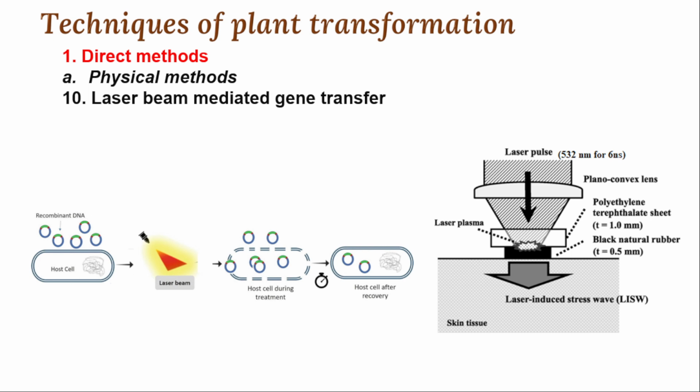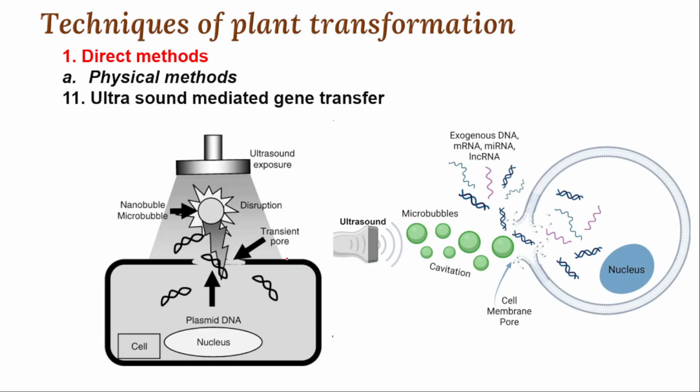One more method is called laser beam mediated gene transfer, where a laser beam of 532 nanometers is applied for 6 nanoseconds on a protoplast cell. A protoplast of the desired host plant cell will be exposed to laser beams of 532 nanometers for 6 nanoseconds. What happens is it will create a transient pore, and then through that the gene of interest with the vector will be inserted and integrate into the host cell further.